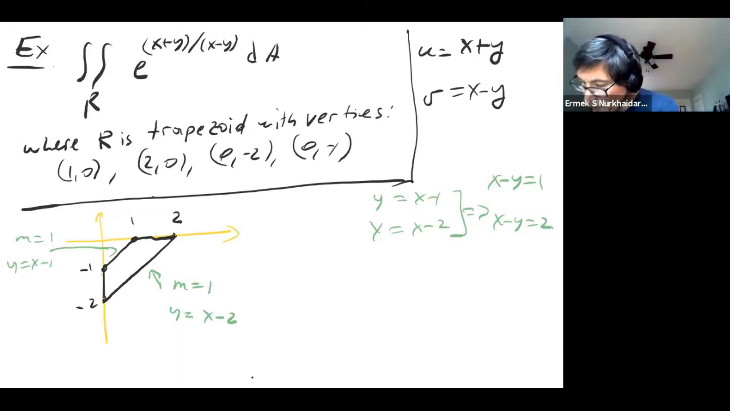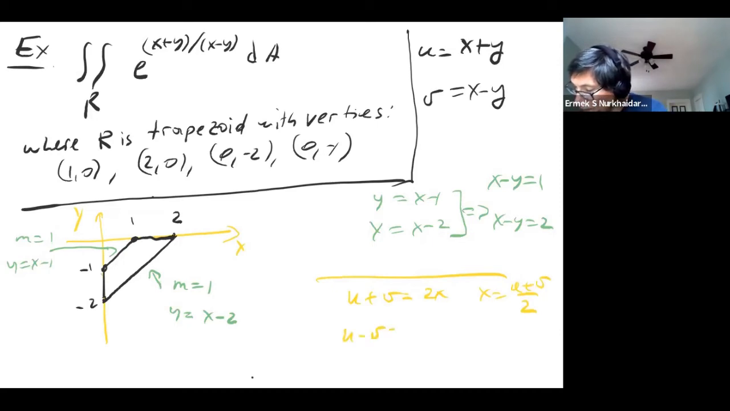So let's figure out what's going on here. So far we did x and y. We did u equals x plus y, v equals x minus y. From here we get u plus v equals 2x, so x equals u plus v over 2. And u minus v equals 2y, so y equals u minus v over 2.